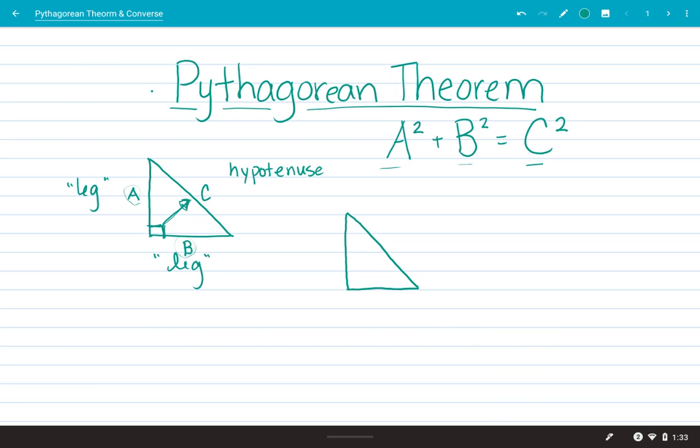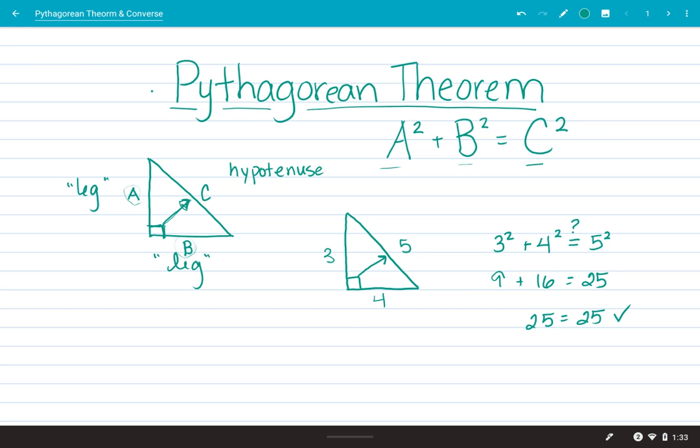And just to show you an example, so if I had 3, 4, and 5, we want to know, is this a right triangle? We would always do 3 squared plus 4 squared. Does it equal 5 squared? And remember, C, the largest side, is always going to be last. And if we do this, 9 plus 16 equals 25, and 25 equals 25. This is a right triangle.